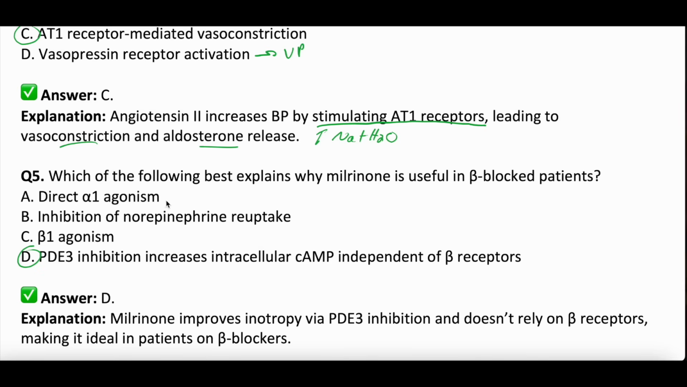Other options, A, direct alpha-1 agonism. This is not a mechanism of milrinone. Norepinephrine has alpha-1 agonism. Epinephrine has alpha-1 agonism. Phenylephrine has alpha-1 agonism. Midodrine has alpha-1 agonism. B was inhibition of norepinephrine reuptake. Again, milrinone is not adrenergic, so it does not affect norepinephrine. And then C was beta-1 agonism. Again, milrinone is not an adrenergic or catecholaminergic inotrope, so it does not affect alpha or beta receptors. Beta-1 agonism comes with things like norepinephrine, epinephrine, dobutamine, even dopamine to a degree.